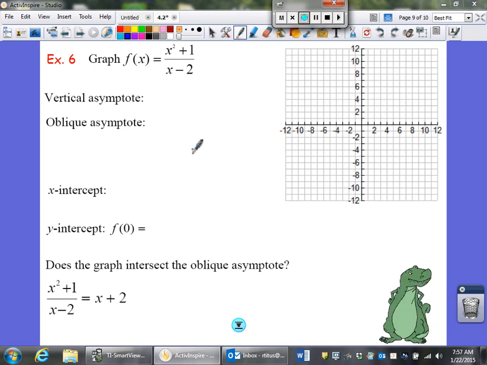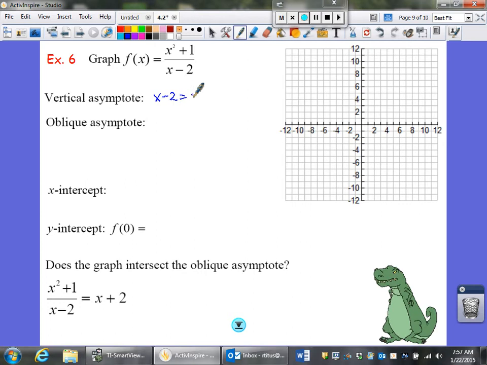Okay, so we're going to do examples 6 and 7 in this video. And the first thing we're going to look for is the vertical asymptote. So we just have to set x minus 2 equal to 0. And that tells us that the vertical asymptote is x equals 2. So I'm going to come over to 2, and I'm going to go ahead and draw in that vertical asymptote. Put arrows on both sides.